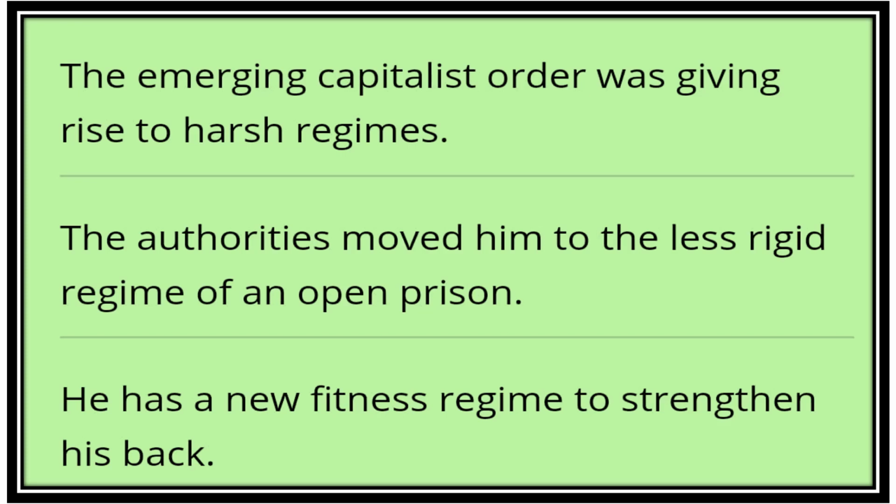Which means that the rise of capitalist order is leading to harsher administration by the government. Now let's look at the next example. The authorities moved him to the less rigid regime of an open prison, which means that the authorities have moved this person to the open prison where the rules are less strict. Now let's look at the third example.